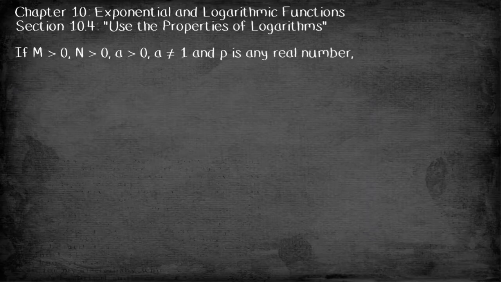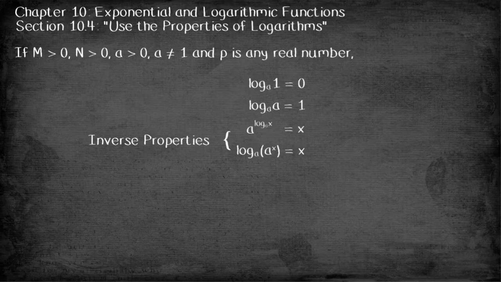So let m and n be positive, a be positive and not equal to 1, and let p be any real number. The first thing we should know, and it's not really a property, I guess, but the base a logarithm of 1 is always equal to 0, regardless of what a is. The base a logarithm of a is always 1. If you take a, raise it to the log of a power, you just get x back. And similarly, if you take the logarithm of an exponential, you just get x back. So these are what are called the inverse properties. Remember I mentioned before that the exponential and logarithm are inverse functions to one another.